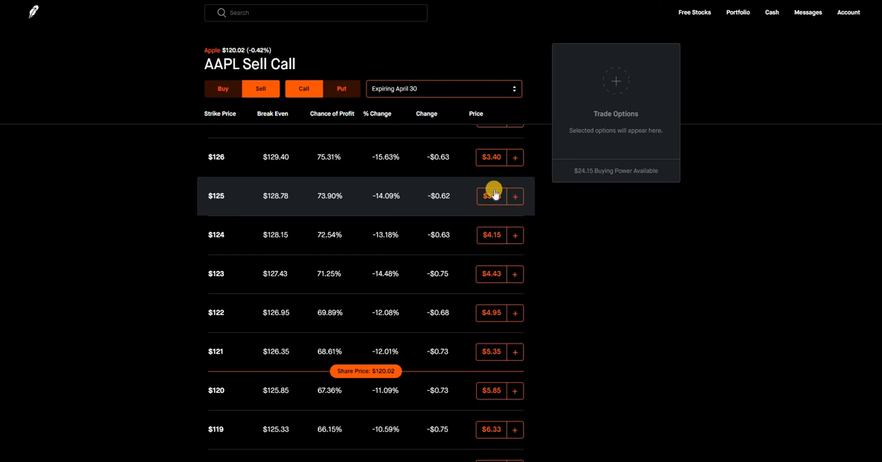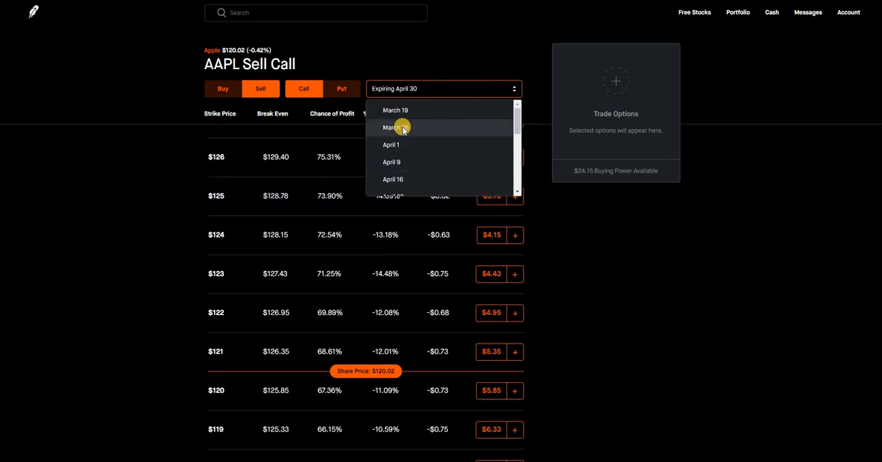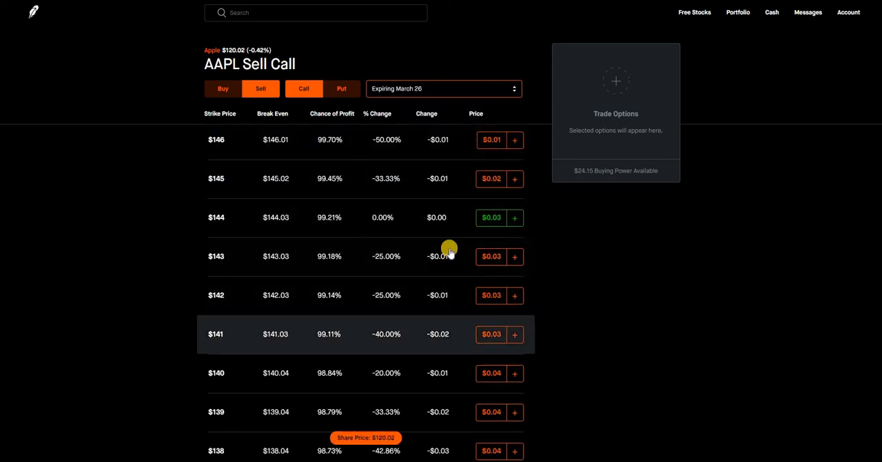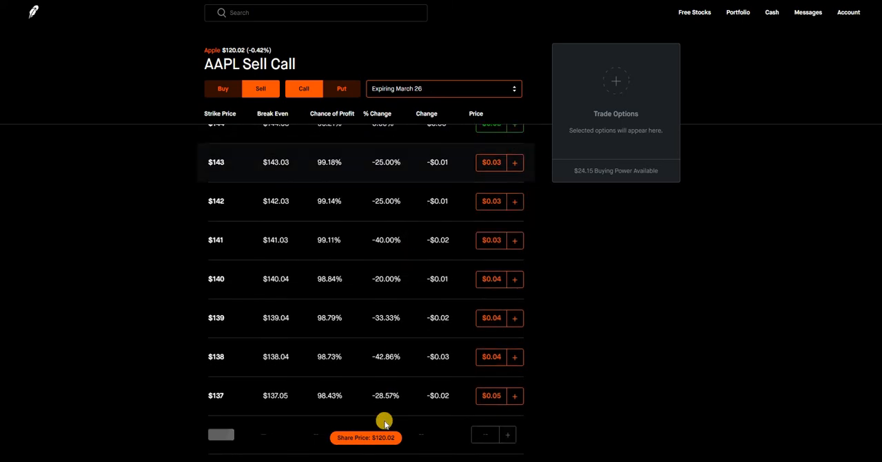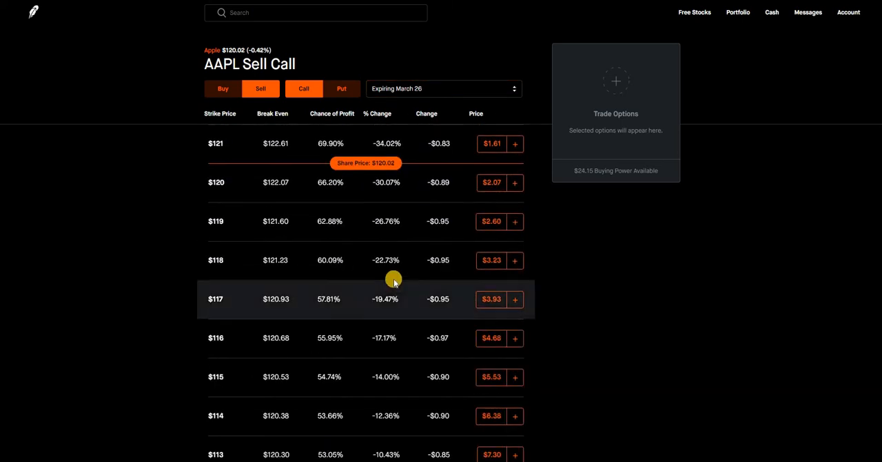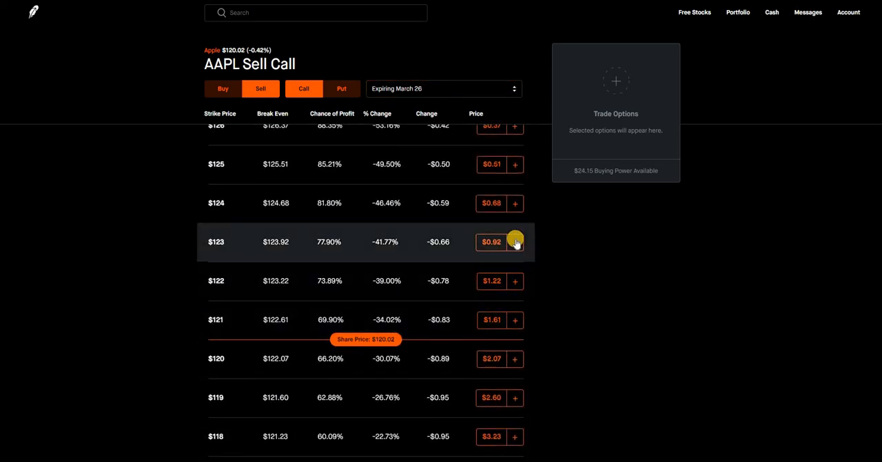The third tip that I like to take into consideration is the expiration date. You don't always have to wait until expiration. So for example, if you look at this call option expiring March 26th or next Friday, you don't have to wait until expiration to close out the contract.